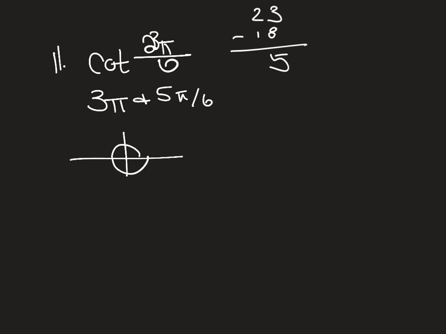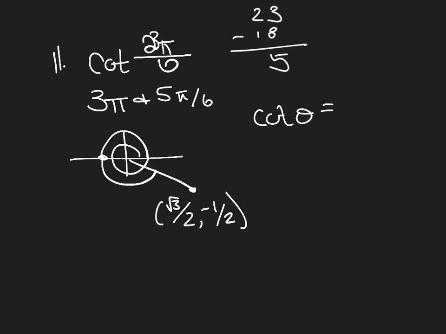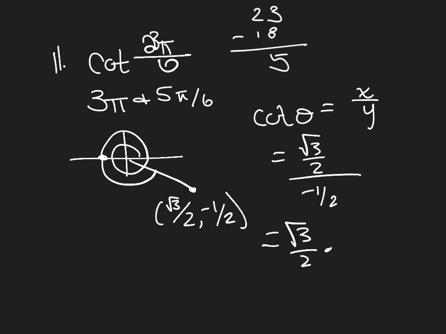So I go 1 pi, 2 pi, 3 pies. I have to go 5 pi. So I'm going to go down over almost all the way to this one. And this ordered pair over here is going to be root 3 over 2, comma, negative half. Cotangent of any angle equals the x over the y. So I'm going to have root 3 over 2 over negative half, which is the same thing as root 3 over 2 times the negative 2 over 1. These 2's cancel out, and you end up with just a negative root 3.